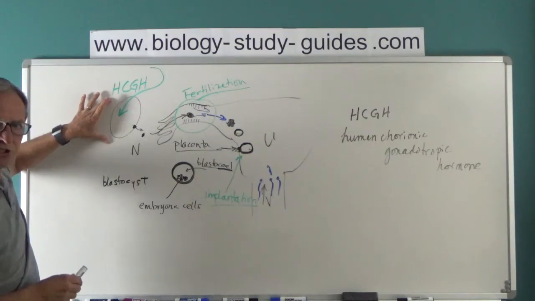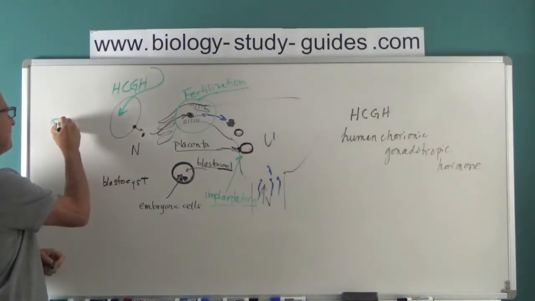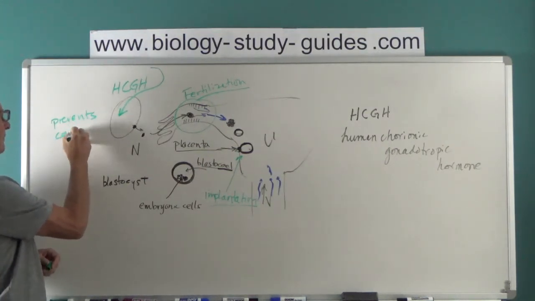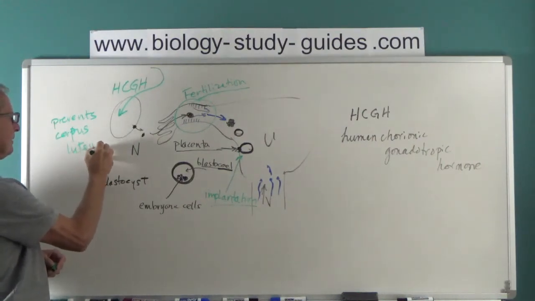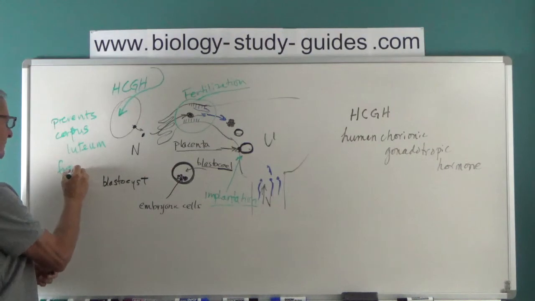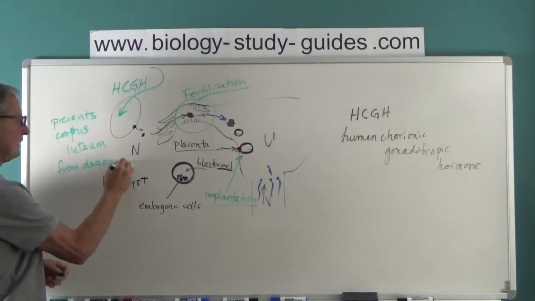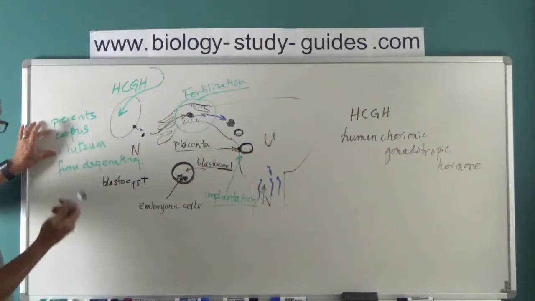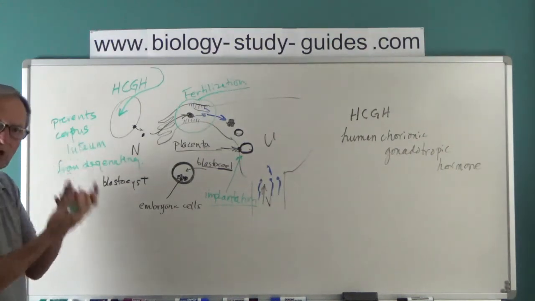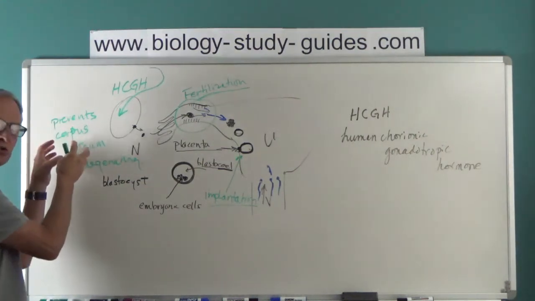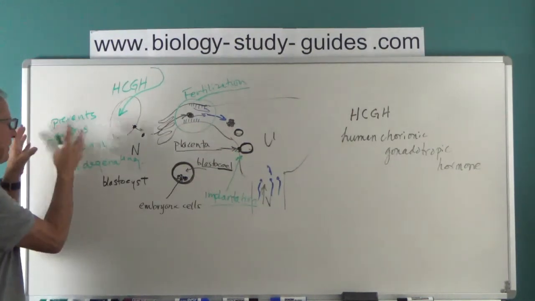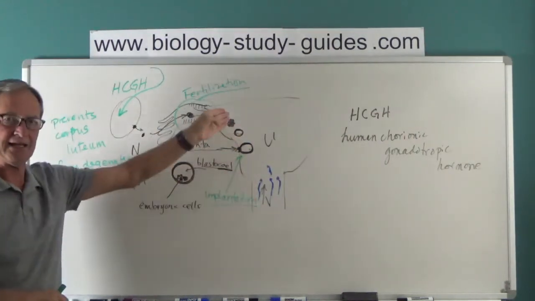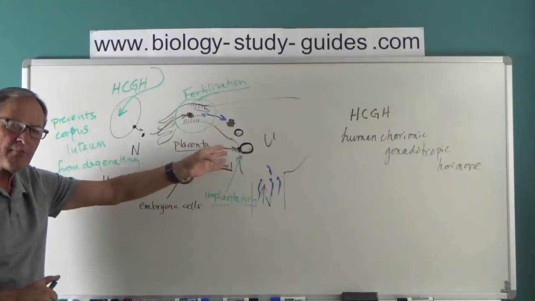And what HCGH does is it prevents the corpus luteum from degenerating. Now you have to remember from the last video what the heck the corpus luteum was. After ovulation, the corpus luteum is what's left of the follicle cells, and it becomes that tissue which would degenerate after about 10 days. It becomes a tissue that secretes progesterone. Progesterone is maintaining this inner lining. If the progesterone levels drop, menstruation happens.